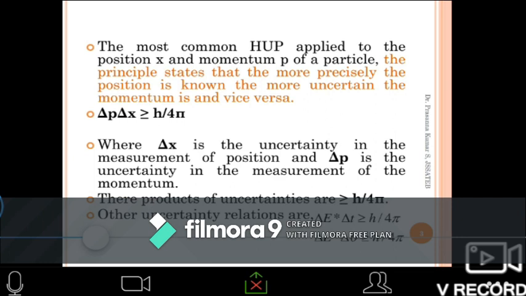That's what it means. And you are also familiar with other uncertainty relations, that is delta E into delta T greater than or equal to h by 4 pi, where E is the energy and T is the time. There is one more relation, delta L into delta theta, where L refers to the angular momentum and theta is the angular displacement. Their product of uncertainties is greater than or equal to h by 4 pi. One is delta E into delta T greater than or equal to h by 4 pi, and the other is delta L delta theta greater than or equal to h by 4 pi. These are also Heisenberg uncertainty principles along with delta x and delta p greater than or equal to h by 4 pi.